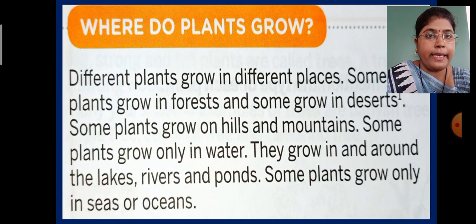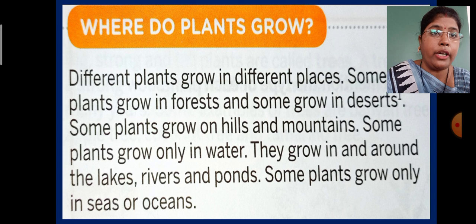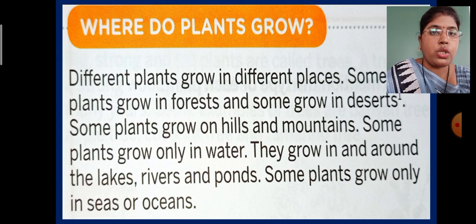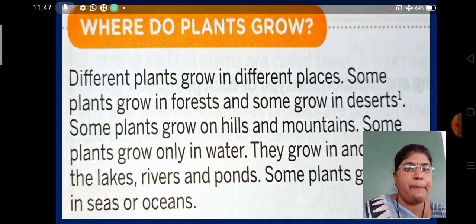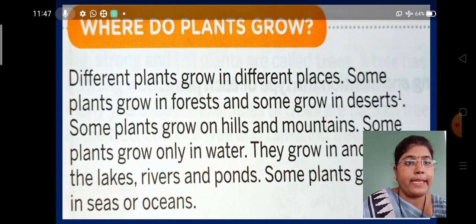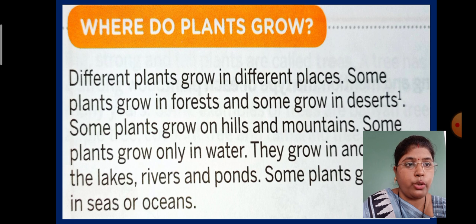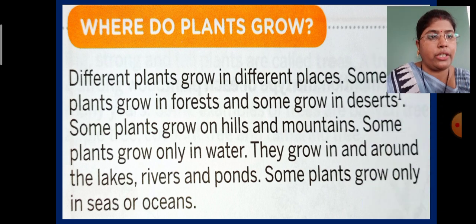Now the next and the third point is, where do plants grow, okay. So different plants grow in different places. Yes, some plants grow in the forest, and some grow in deserts. Desert means sandy region, okay, and some plants grow on hills and mountains, and some plants grow only in water.